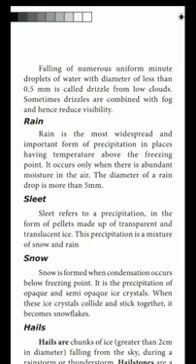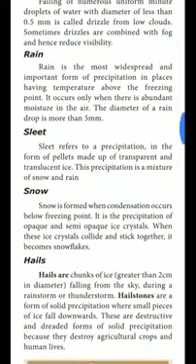Next one is the snow. Snow is formed when condensation occurs below freezing point. It is the precipitation of opaque and semi-opaque ice crystals. So when these ice crystals collide and stick together, it becomes snowflakes. Okay. Snow, how this snow is formed? When the condensation occurs below freezing point, this is the precipitation of opaque and semi-opaque ice crystals. So when these ice crystals collide and stick together, it becomes snowflakes. Next, last one is the hails.